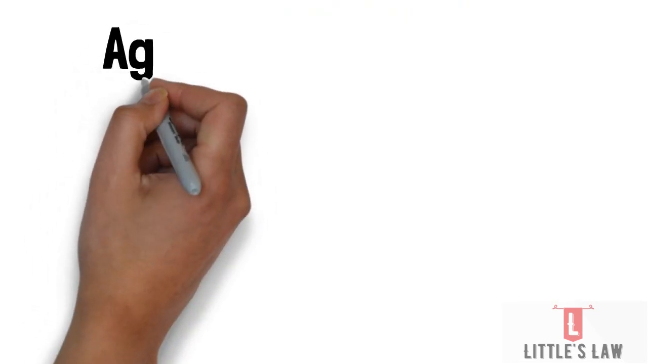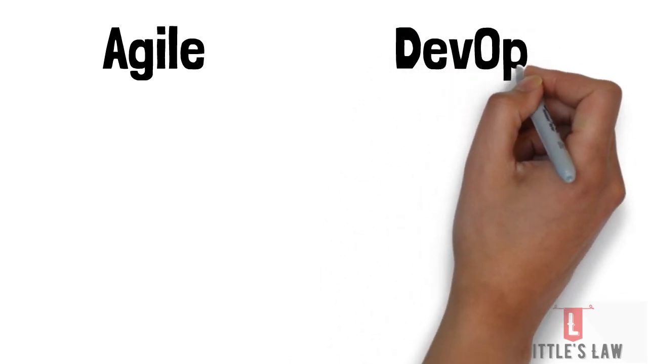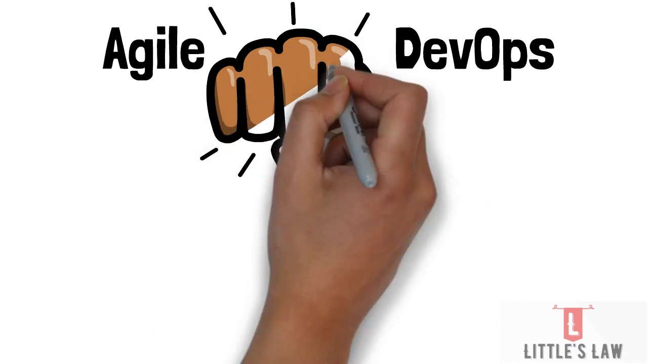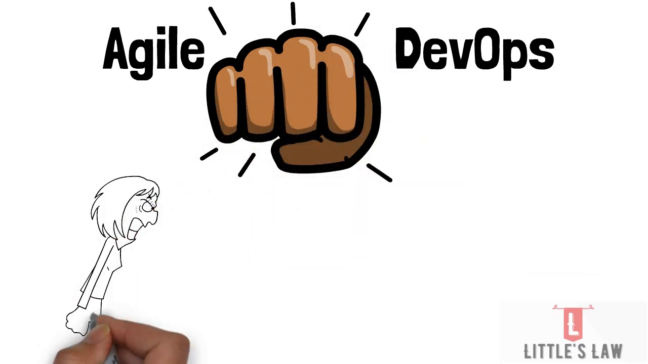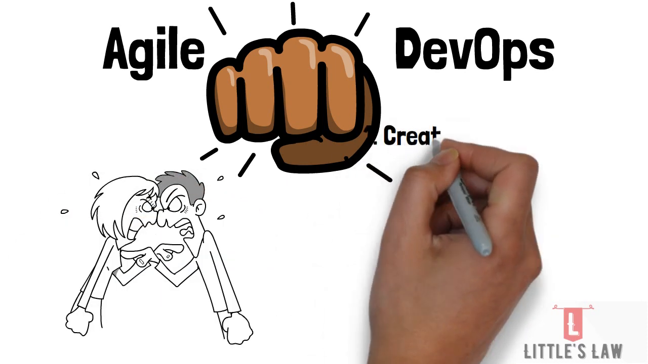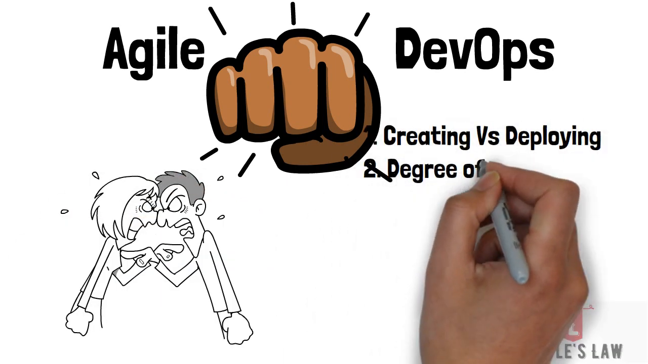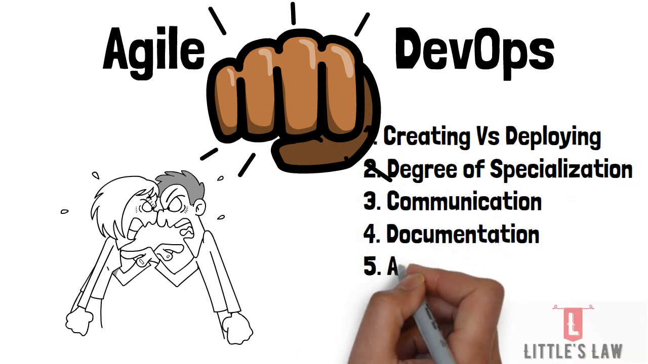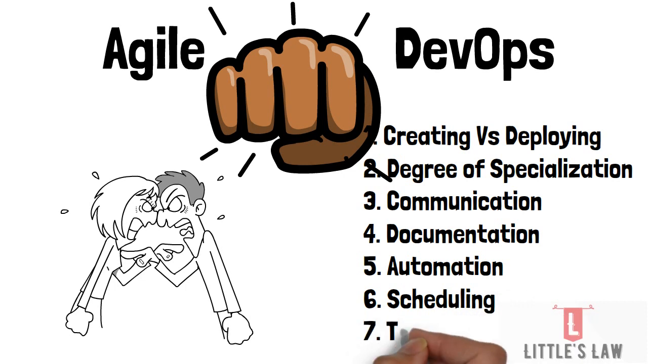The very first difference is creating versus deploying. With Agile, the goal is software creation, but DevOps is more focused on software deployment. The second difference is the degree of specialization. With Agile, the team members are more generalized and can fulfill every role that is needed. On the other hand, separate teams handle development and operations in a DevOps setting. However, both teams do communicate regularly.